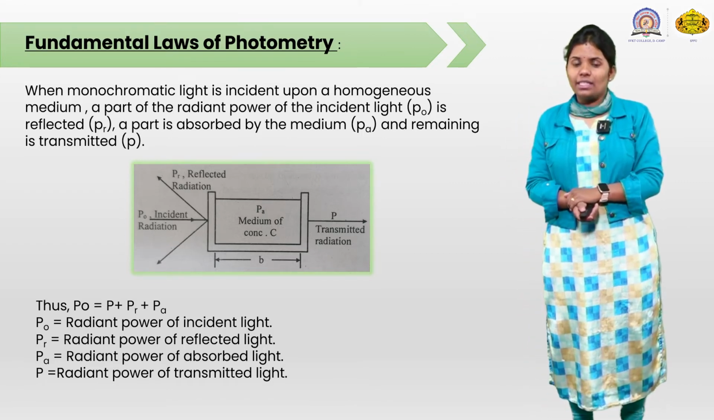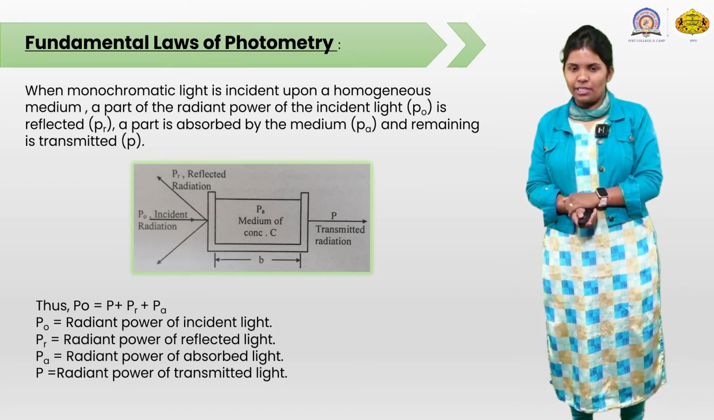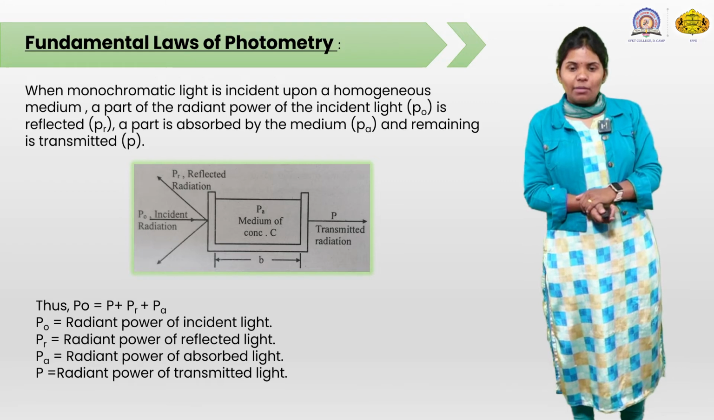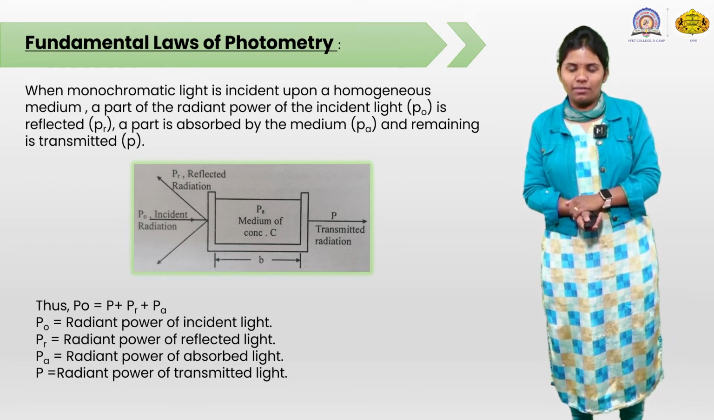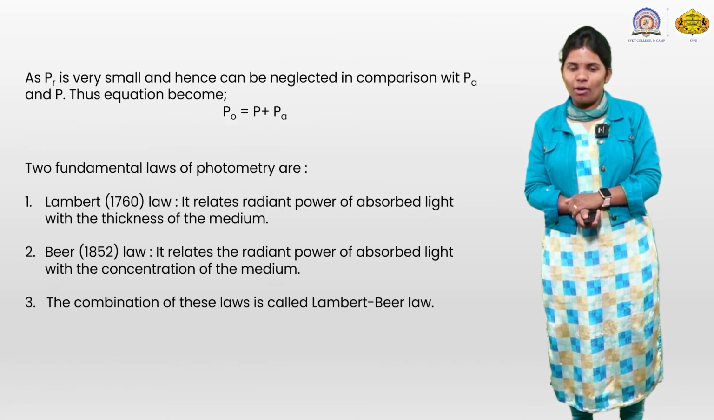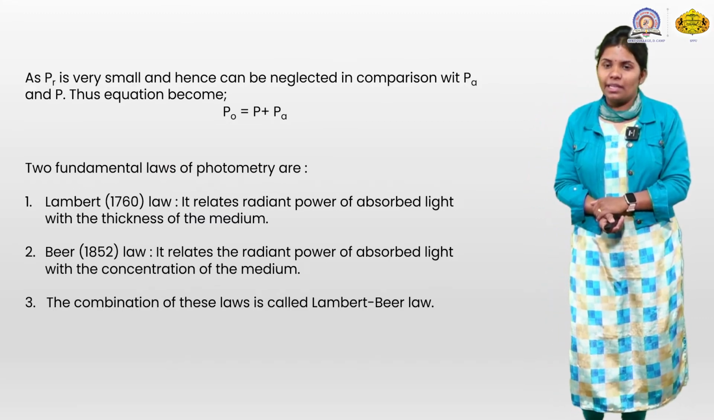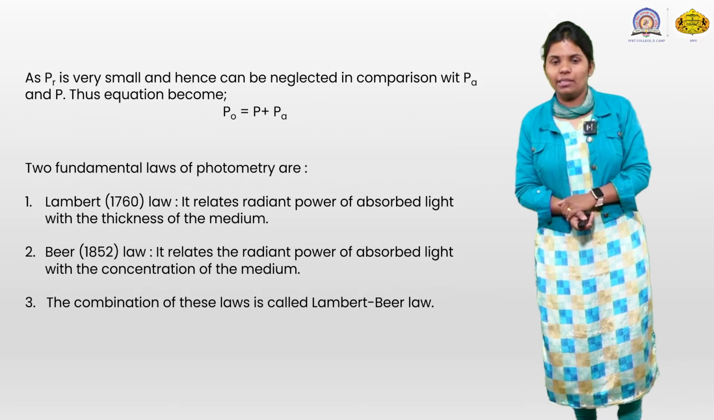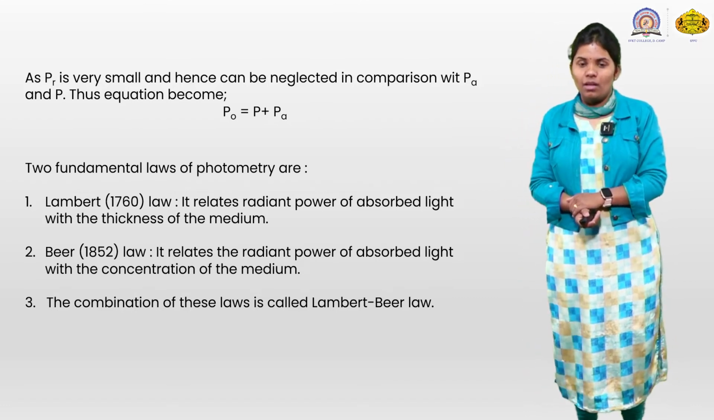So, P0, that is the incident light, is basically the sum of P, the transmitted radiation, PR, the reflected radiation, and PA, the absorbed radiation by the medium of concentration. P0 is the radiant power of incident light, PR is the radiant power of reflected light, PA is the radiant power of absorbed light, and P is the radiant power of transmitted light. As PR is very small, it can be neglected in comparison with PA and P, thus the equation becomes P0 equals P plus PA.